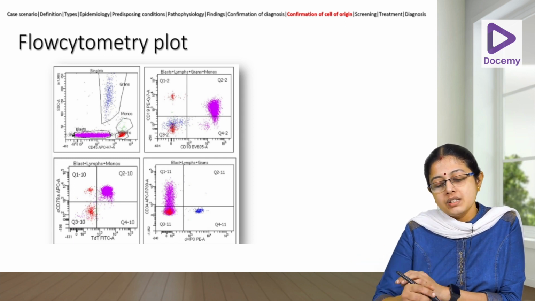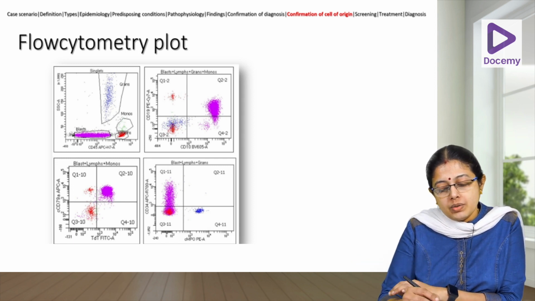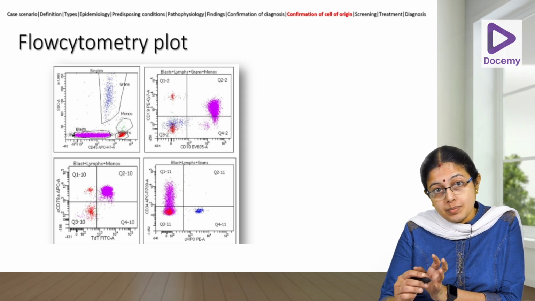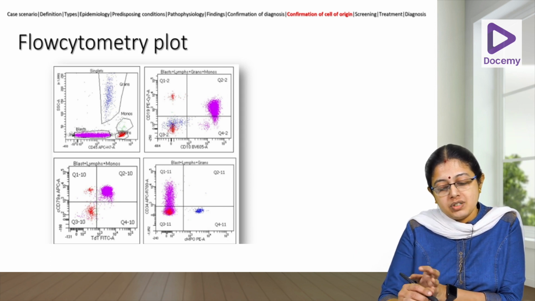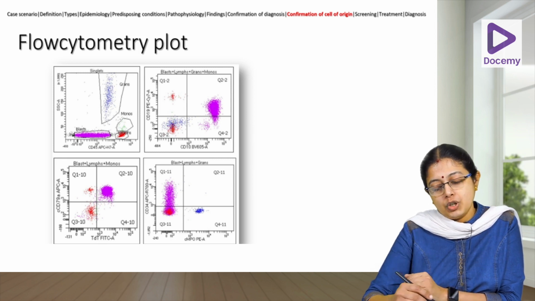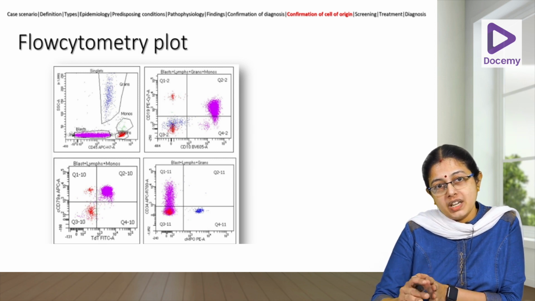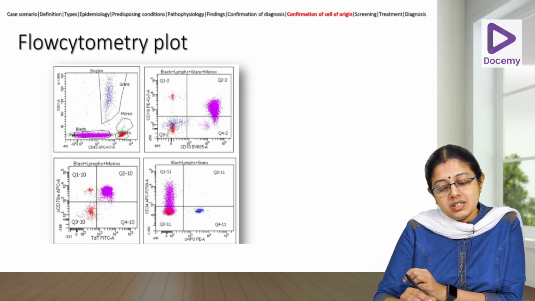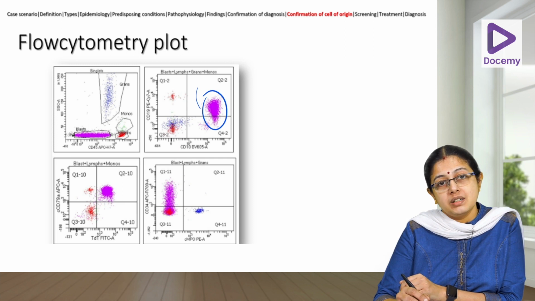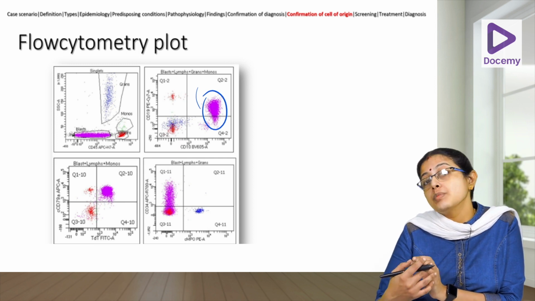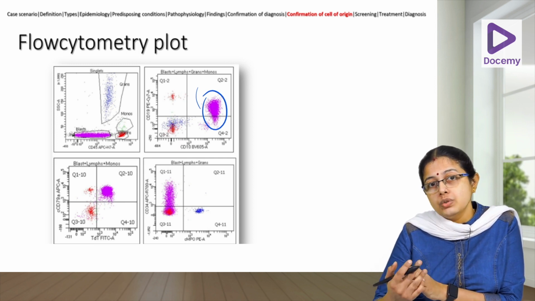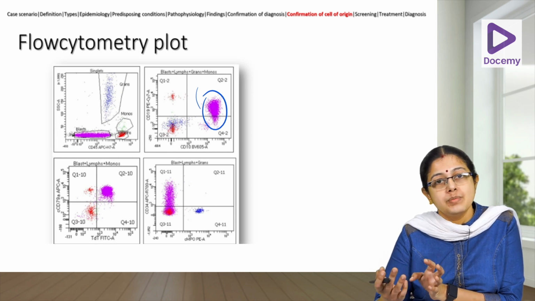Okay. So here also it is the same thing. When you have a blast which has a CD19 positivity, you expect it in the upper part of the plot. And when it is also CD10 positive, both together should be shown in this area. Okay. So here in this group of cells, you have the CD19 positivity as well as the CD10 positivity. Both of these are markers of acute lymphoblastic leukemia. So these are B cell markers.